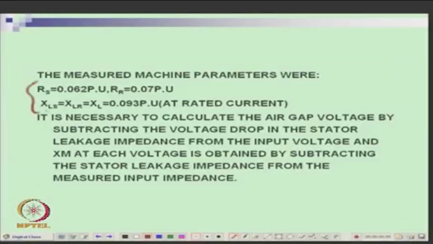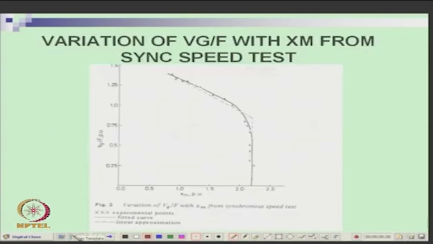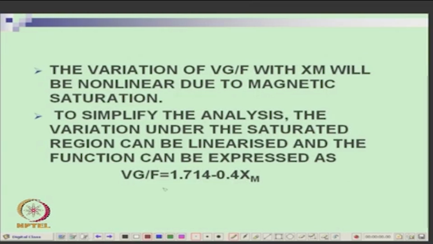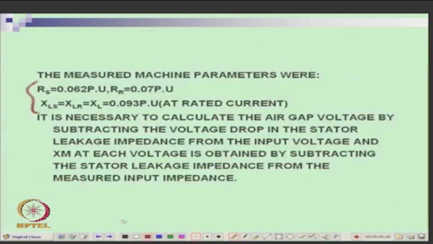Then we measure these parameters for one of the machines, and this was the Vg by f curve as I mentioned to you, this is Xm and Vg by f for that machine. For the performance variation, we took Vg by f, which can be written as a linear equation in saturated mode. Xm, you can just assume it to be linear.